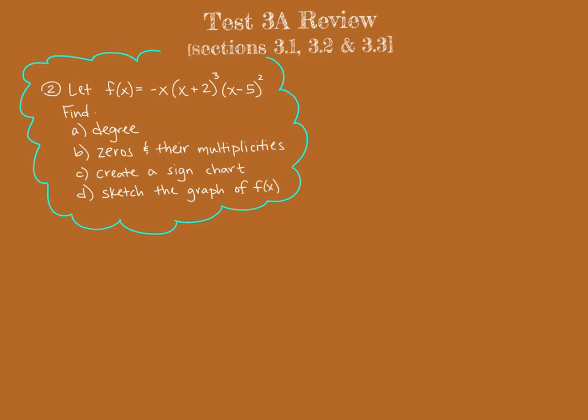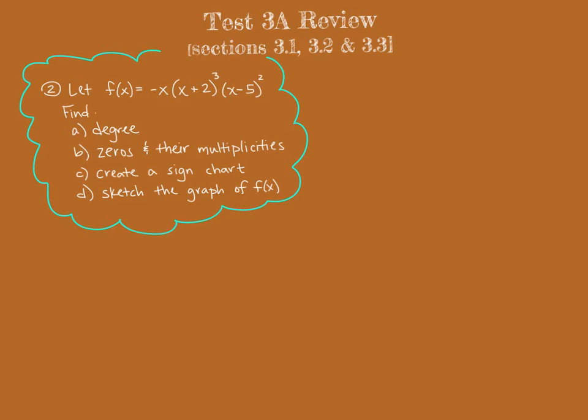In number 2, the polynomial is in factored form, and there are actually 3 factors. The first factor is negative x, the second factor is (x + 2), then it's cubed, and the third factor is (x - 5), and then it's squared. And this negative 1x out front is to the first power. So in order to find the degree, we have to add the exponents together.